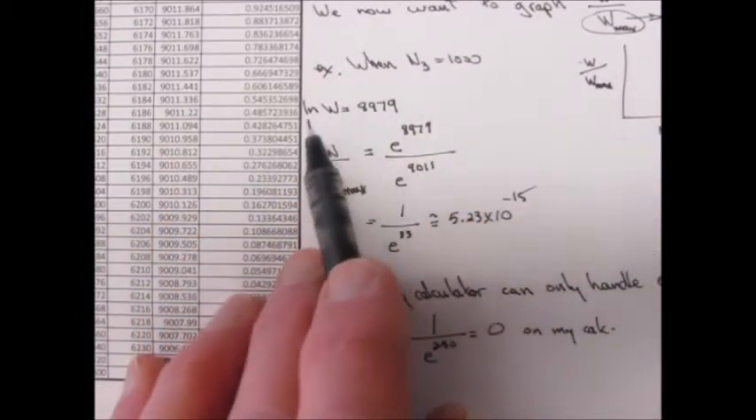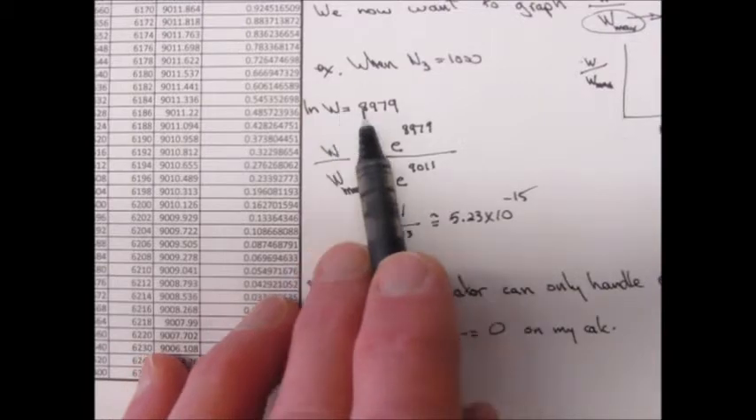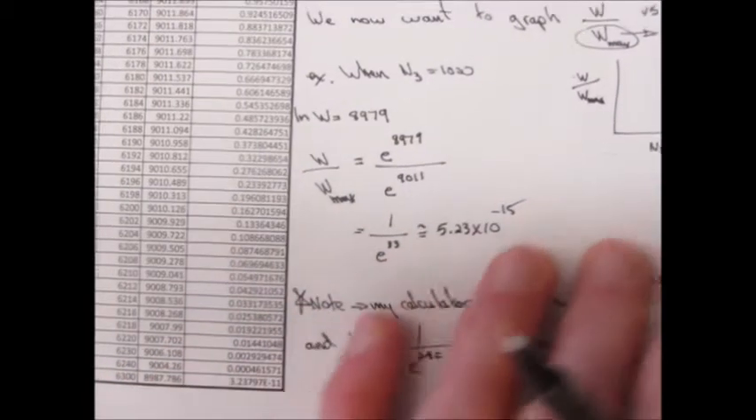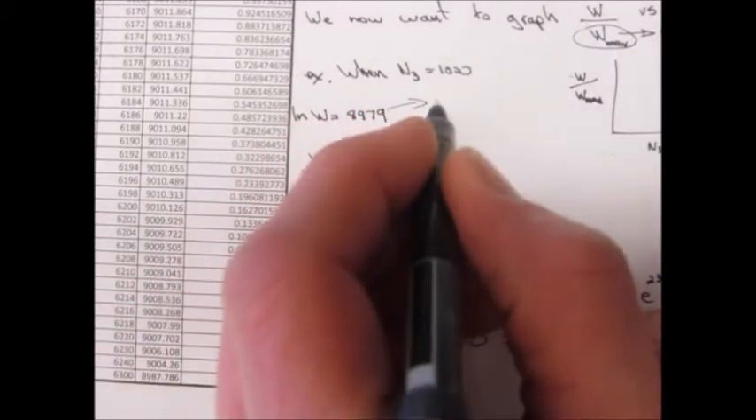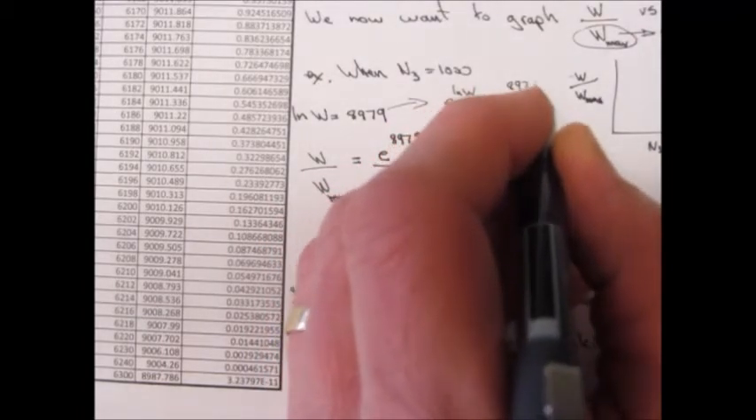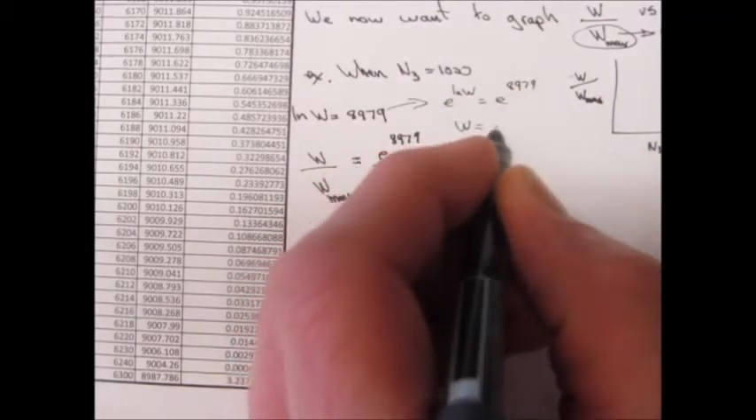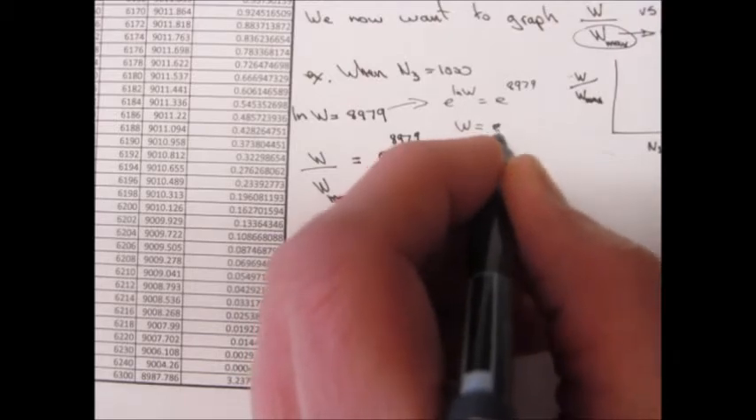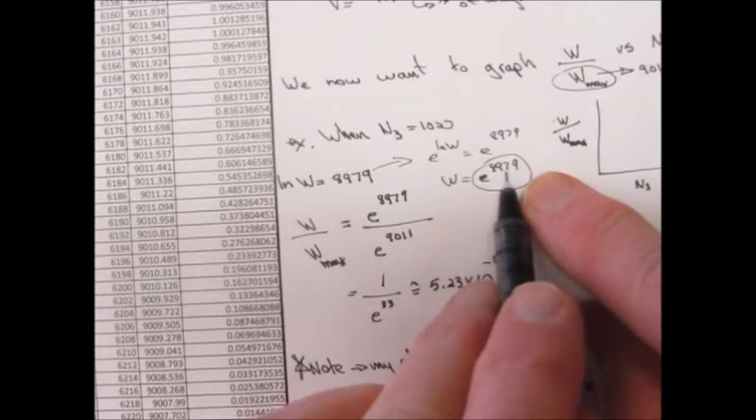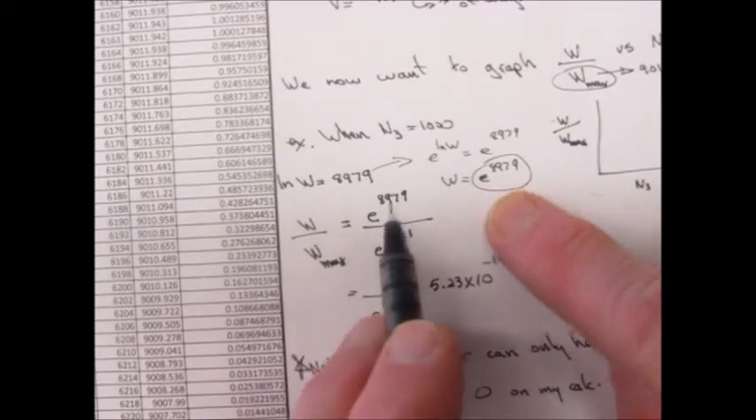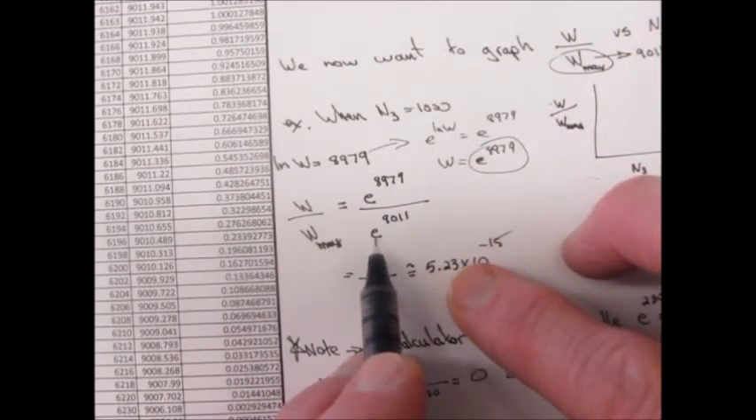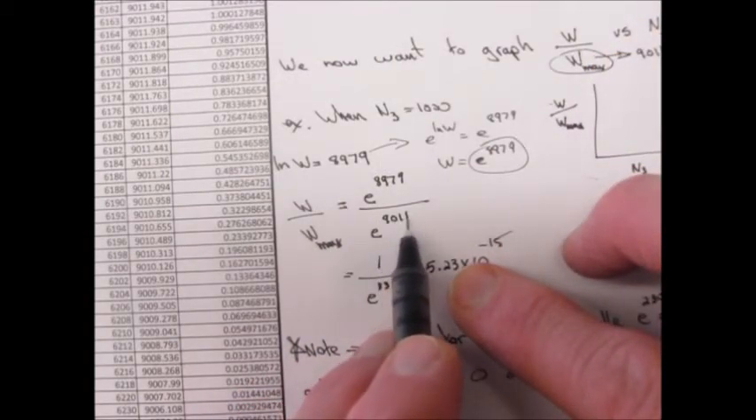I didn't show the step here, but do you notice the ln of W would equal 8979? But if I put both sides to the E, so if I went E to the ln W equals E to the 8979, we know that W equals E to the 8979. So E to this exponent becomes W. So I put that in the numerator. In the denominator, I know that the W max, we already knew, would be E to the 9011 or 12.